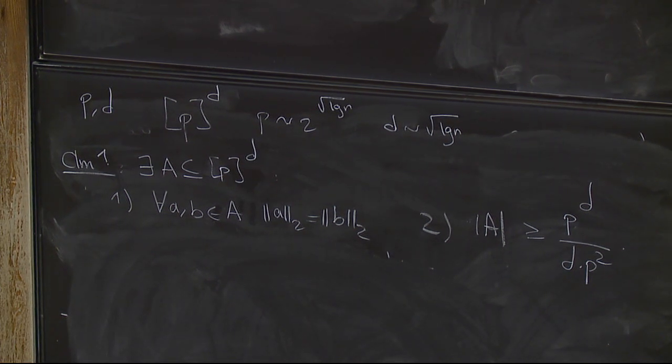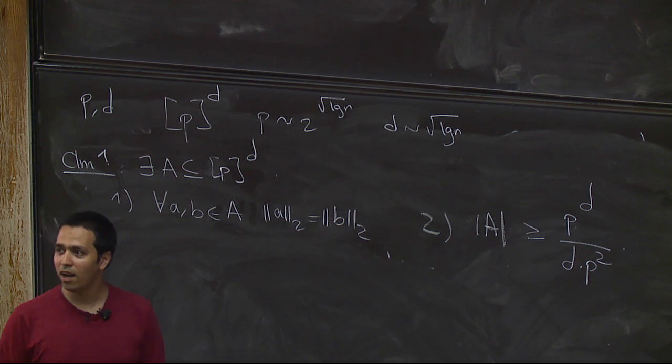I can pick tons of vectors from this space. All of them have the same norm. Okay, can someone prove this? How do you do it?